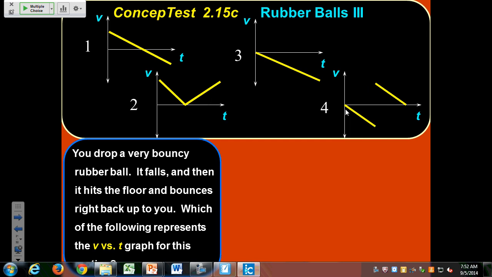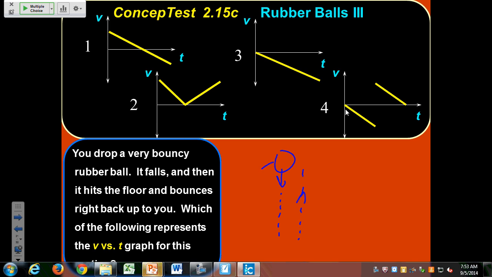Often your plots don't really look like the motion, right? You're thinking about different variables. And in fact, I'll show you in just a minute. We'll try to translate between position versus time and velocity versus time graphs. But here, if I drop a ball, it goes down, it bounces, and then it comes back up again.